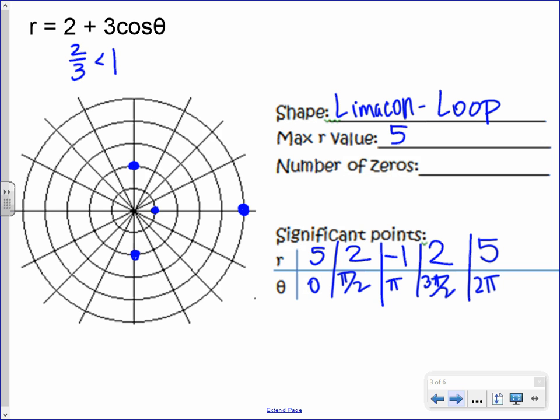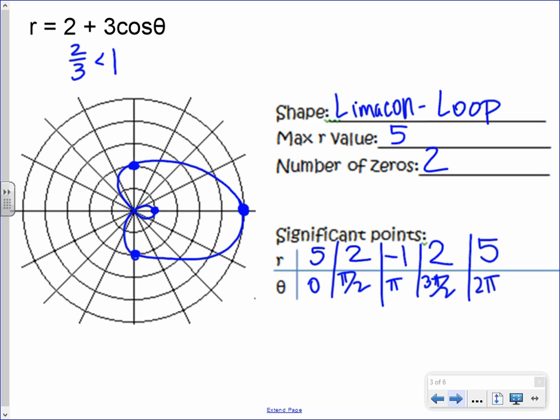So here we go. We have to figure out the number of zeros. Are you ready? We begin at 5, 0. Rotate to pi over 2. We know we have to make the loop. It should be nice and smooth all the way through, and that loop goes through the pole. How many times? Twice. So we have 2 zeros.